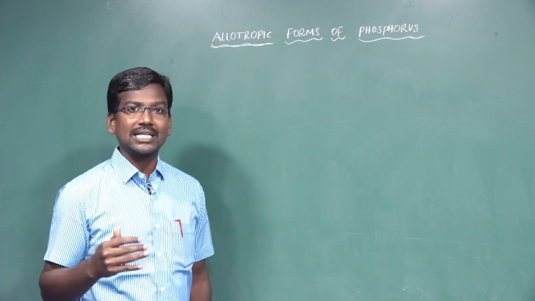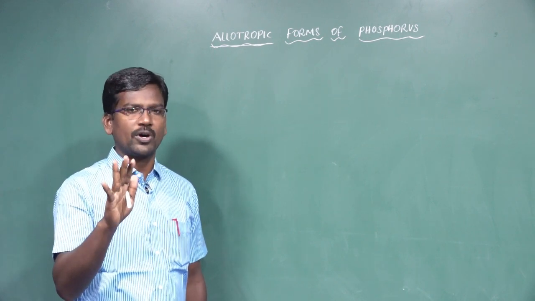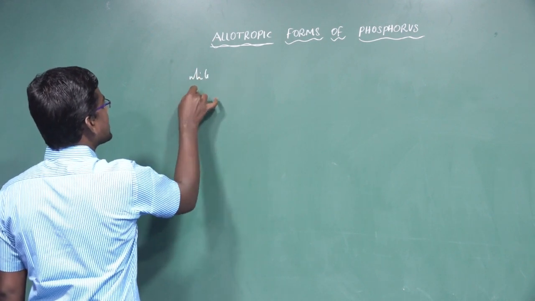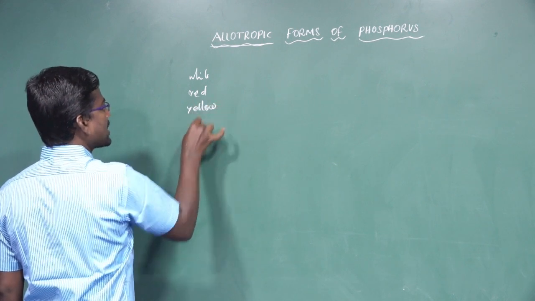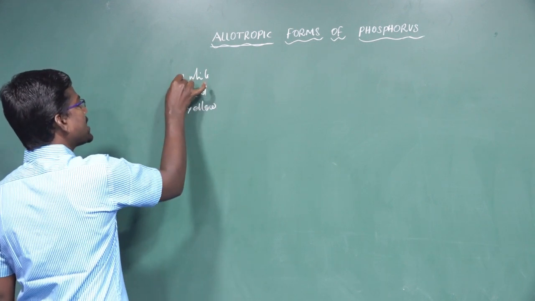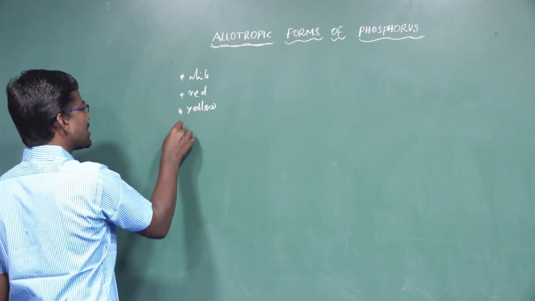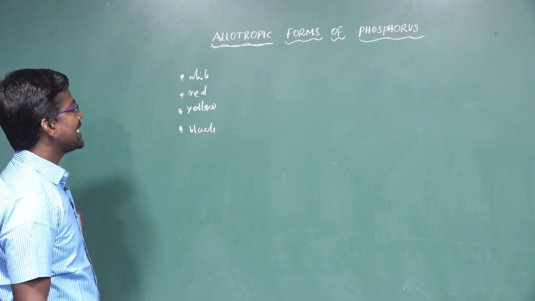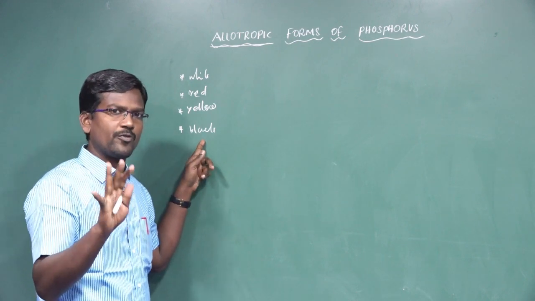Phosphorus also exhibits different allotropic forms. The most common allotropic form of phosphorus is white phosphorus, then red phosphorus, yellow phosphorus, and black phosphorus is also there.